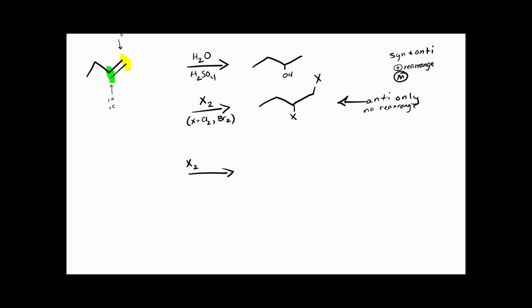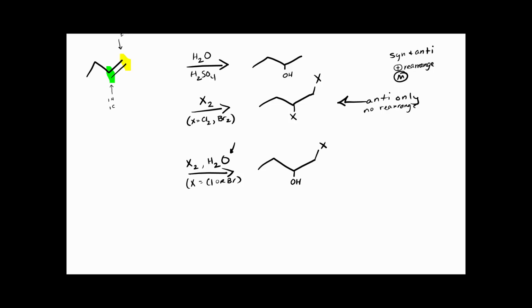Then we have a halohydrin formation. Halohydrin is where we have our halogen, our diatomic halogen, but this time we add water. Now the X can be chlorine or bromine, just like above, but we've added water. That's an important step because rather than making this vicinal dihalide that we made in the halogenation reaction, the X only goes to the non-substituted or less substituted carbon. And the OH then goes to the more substituted carbon.